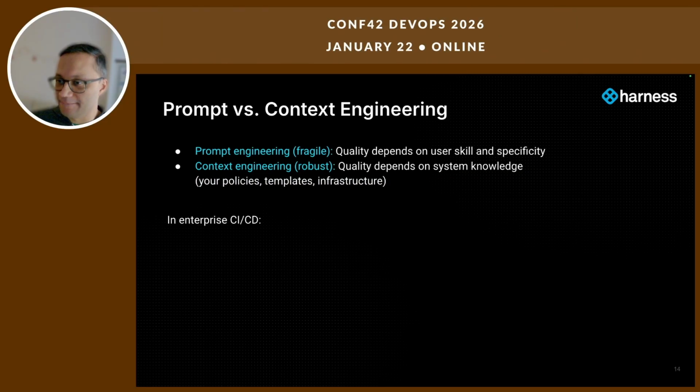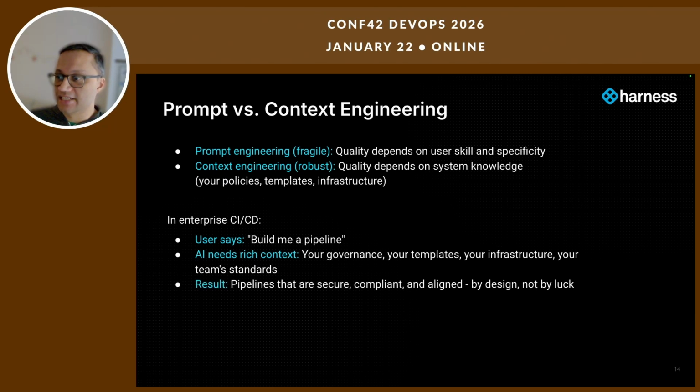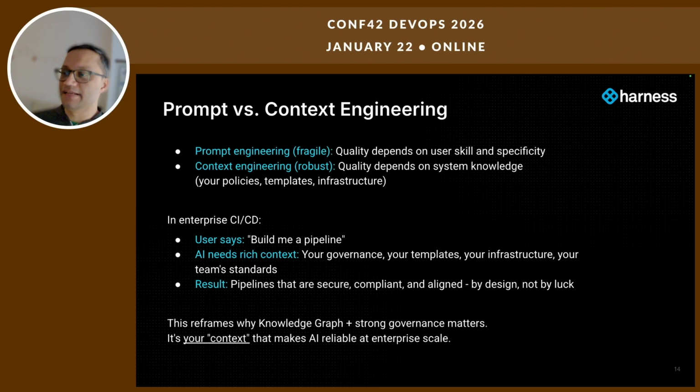Let's look at an example. In enterprise CICD, when the user says, build me a pipeline, the AI, which has access to rich context, will figure out your governance, your templates, your infrastructure, and your team standards to build pipelines that are secure and compliant. This is by design and not by luck. So that's why this reframes why knowledge graph and strong governance matters. And your context essentially makes AI really reliable at an enterprise scale.